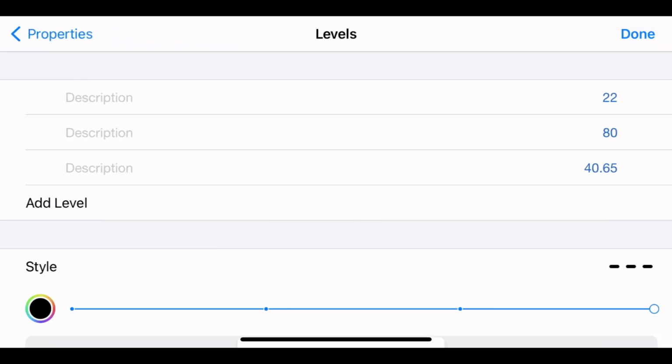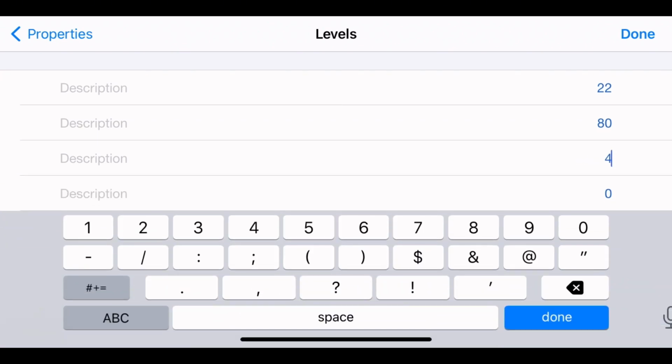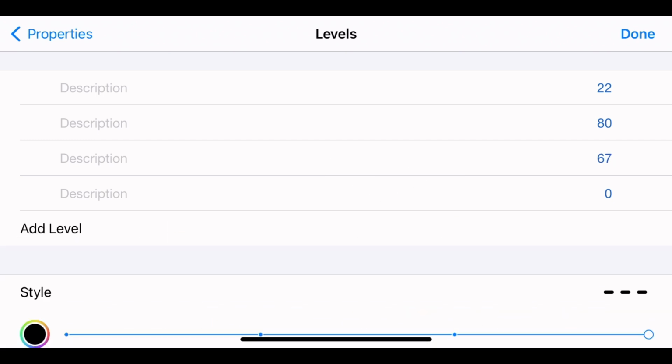So on the levels, what you do is to add the first level on 22, the second one is going to be on 80, right? And the third one is going to be 67 for crash 500 index. Okay, put it on 67 right here for crash 500 index only, right?